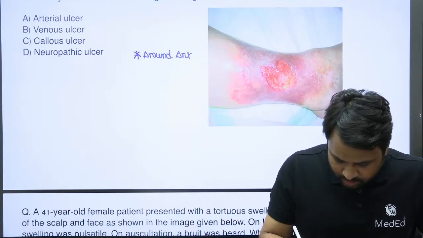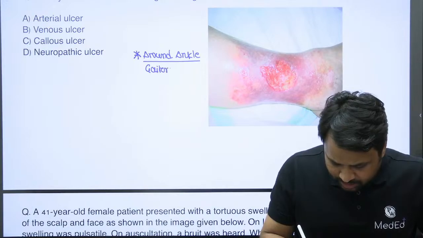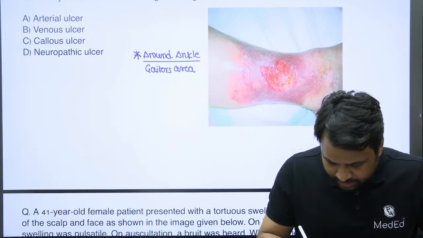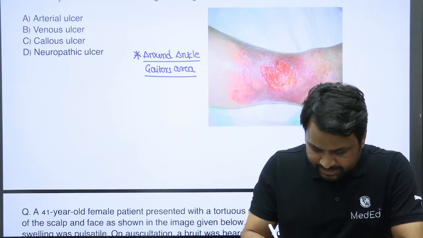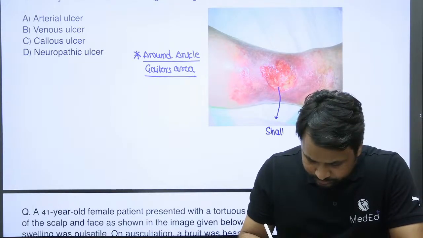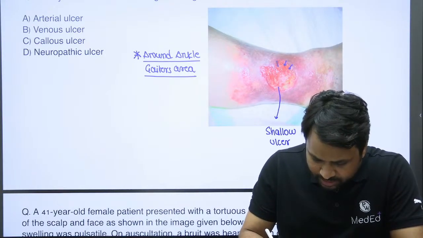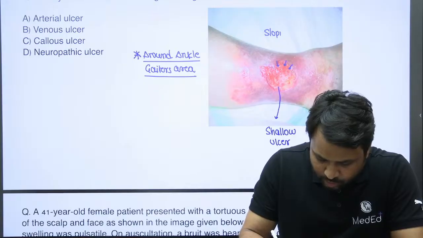It is around the level of the ankle, which is called the gaiters area. Okay. Then you will see that this is not a very deep ulcer, it is a shallow ulcer. Then you see the edge, the edge is moving inwards. So this is what we call a sloping edge.